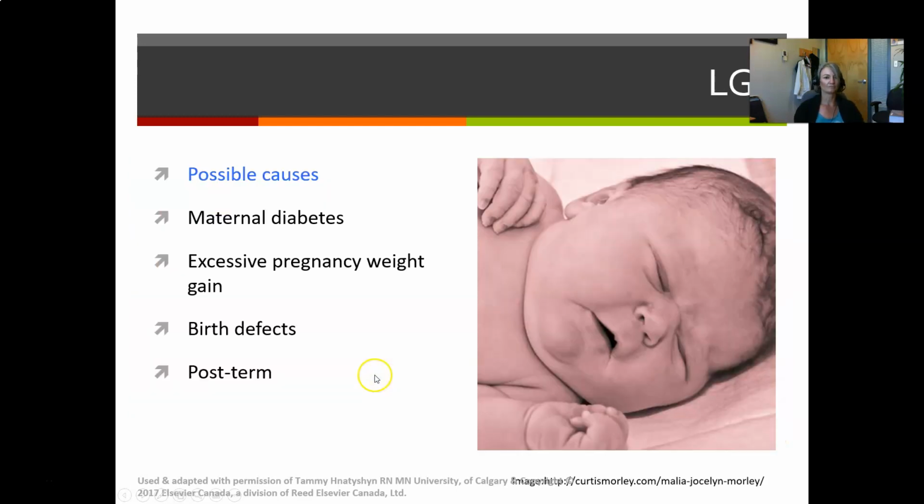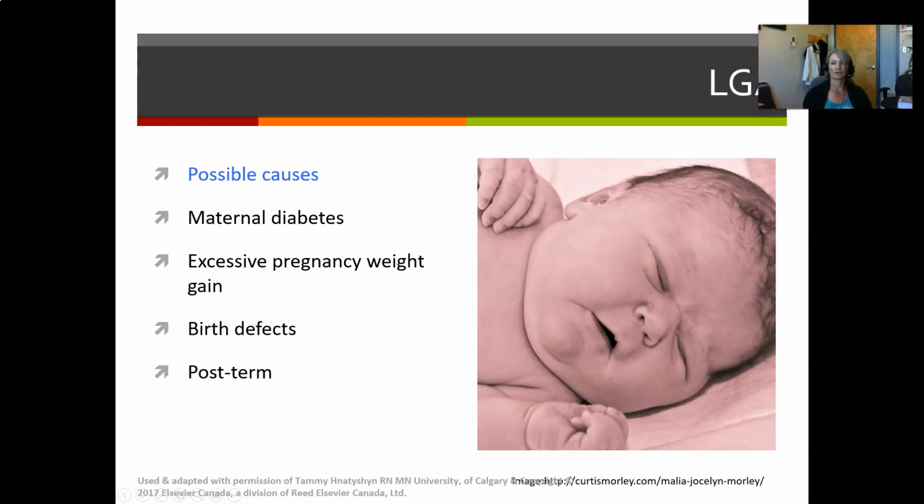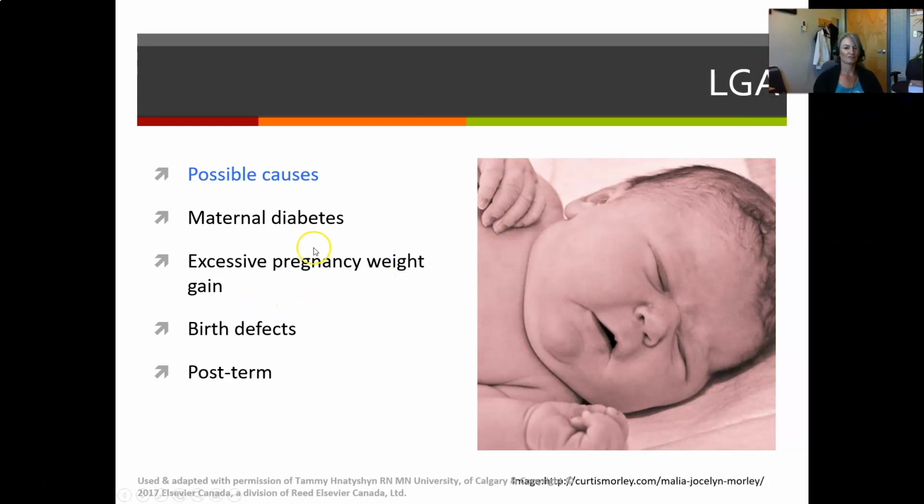So, what about if they're large for gestational age? So our LGA babes, well, what is often causing that? Almost always maternal diabetes, either diagnosed or undiagnosed. So you think about maternal diabetes. We've got our mom. If she's really, really well controlled with her diabetes and it's kept within a very narrow range, you're most likely not going to see some of these effects, okay?